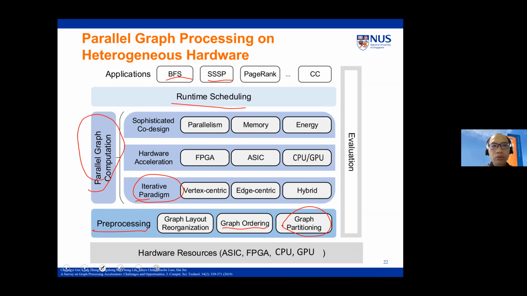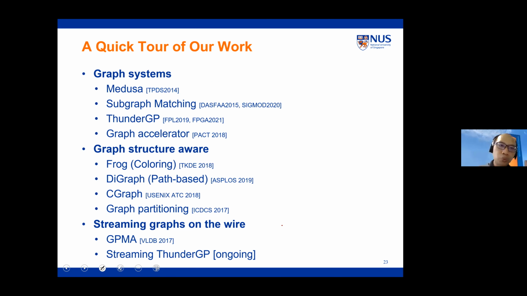Okay, so in the past we have done quite some work. This is just a quick tour of our work, just an overview here, then I will dive deeper into some of them. As I mentioned, from day one we tried to build graph systems to support different applications. For example, we built Medusa. We started the project almost 10 years ago. It's one of the very early graph processing systems on GPU, and then we did more complicated operations like subgraph matching, as I mentioned for fraud detection applications.